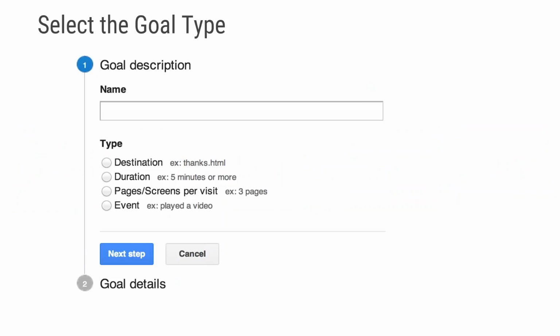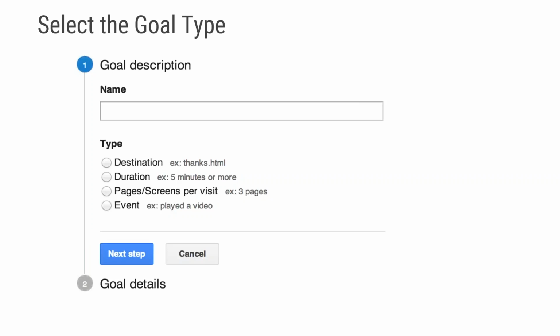So it's very simple. There is a template which is already created. You can choose to have a destination specific goal. So let's say whoever reaches the thank you page or thanks.html page, please track that as a goal and show it in the analytics account as a conversion. So every time a user reaches a thank you page, you will get to know that a conversion has occurred or someone has registered.